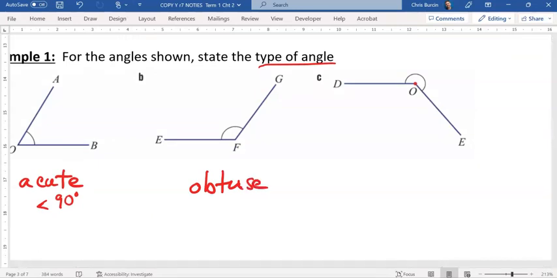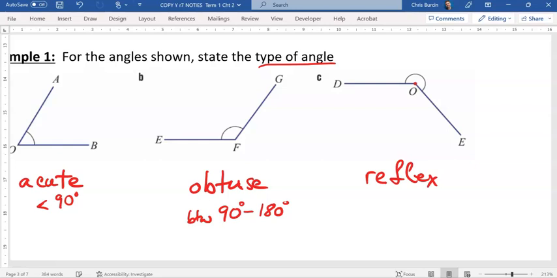Okay, over here, Gabby, what do you got? It's between, but not equal to, 90 and 180 degrees. So that gives us an obtuse angle. And, okay, Sienna, what's this one? Reflex. This is a reflex angle.